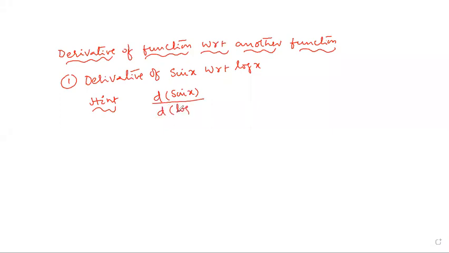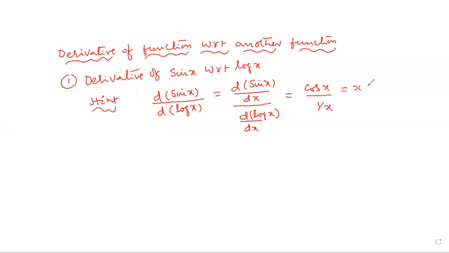With respect to log x, it is not possible. So the derivative of sin x with respect to log x is not possible. That's why we take the derivative of sin x with respect to x, divided by the derivative of log x with respect to x. Now we have the formula: the derivative of sin x is cos x, and the derivative of log x is 1 by x. Now finally we can write x cos x as the answer.